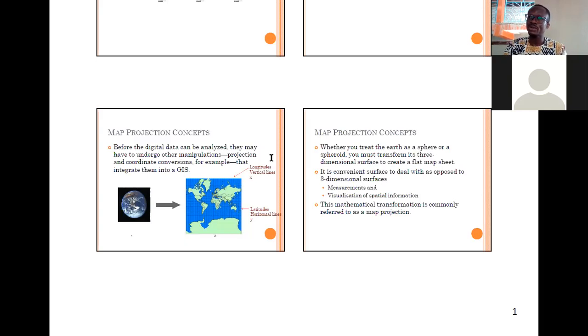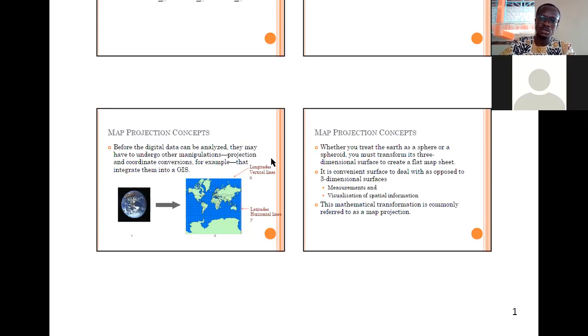Why? Because you are working on a round surface. We know you want to project everything and get your work done. There's a reference, a baseline, a base datum based on which you are constructing. But you need to recognize that the surface you're working on is not flat. So map projection is a mathematical concept. This mathematical transformation, this whole idea of transforming a round surface to a flat surface, is what we are calling map projection.